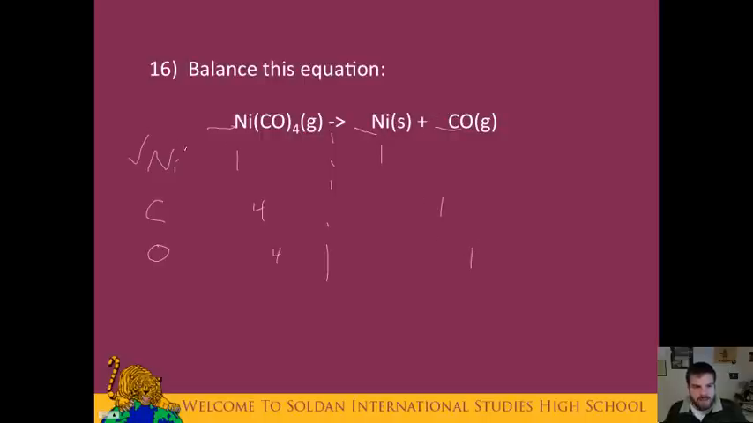Okay, my nickels are balanced, my carbons are not, so I'm going to put a 4 here. That changes this to a 4 and this to a 4, and we're balanced. So the answers, the coefficients, are 1, 1, 4.